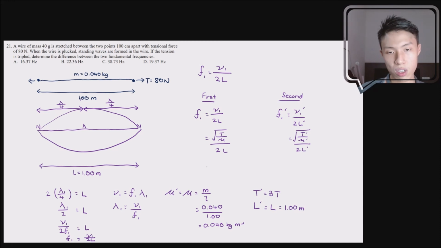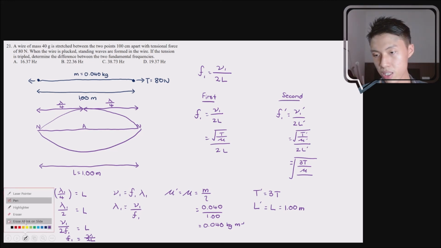What you need to do is continue by substituting the new symbol to replace the old symbol. We know the new tension is equal to 3 times the old tension. We know that the old mu is equivalent to the new mu. We know that the old length and the new length are the same. Okay, let's make it neater.